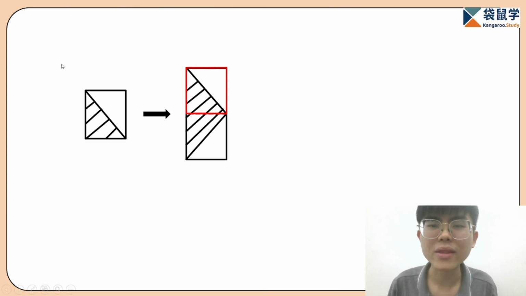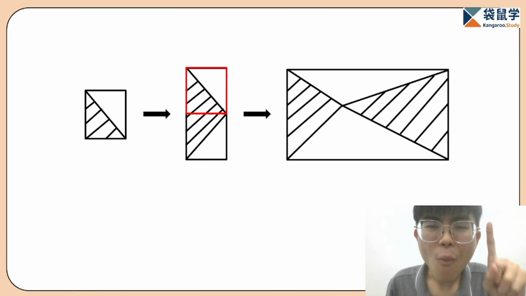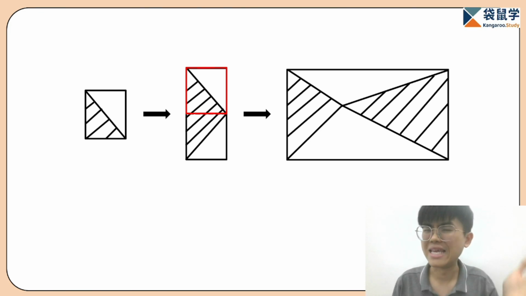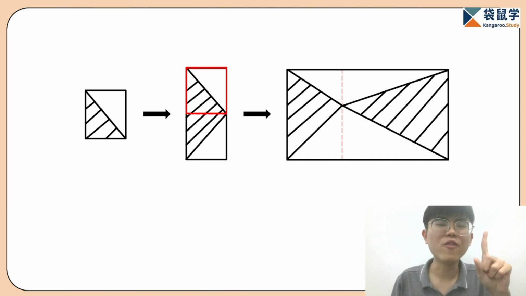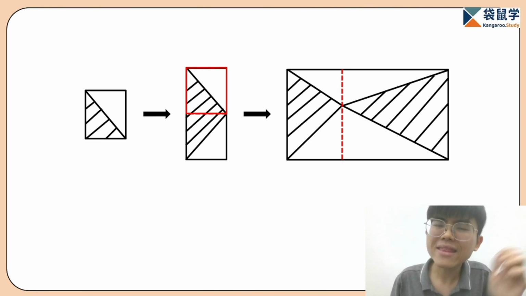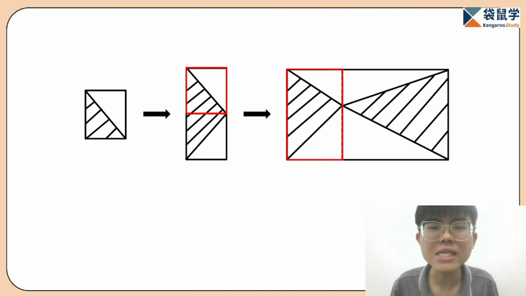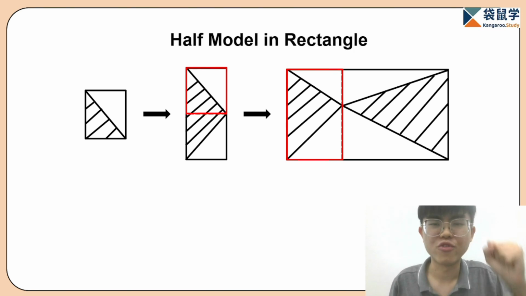Now, let's look at our next example, which is an even bigger rectangle right here. Again, what can we say about the area of the shaded region and the whole rectangle? It is half of the rectangle. This time we can cut our rectangle in the middle with a vertical line. Then you will see that it will now form two rectangles. Again, the rectangle that we have here is also similar to what we have in our second example. So the area of the shaded region and the unshaded region are just the same. All of these examples right here, we actually call them the half model in rectangle.